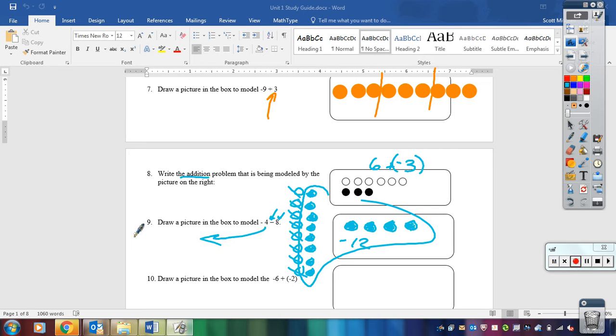Is that what I should have gotten? Well, let's see. Negative 4 minus 8 is keep, change, change. They work together. That's negative 12. So this is verifying, checking that my model is in fact correct.